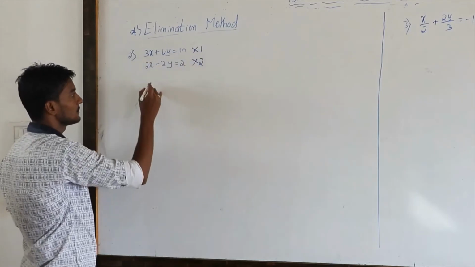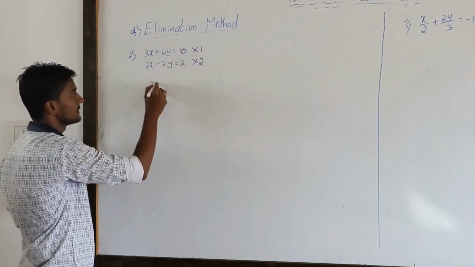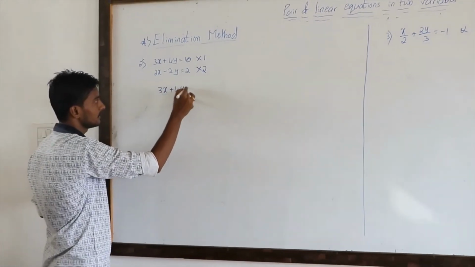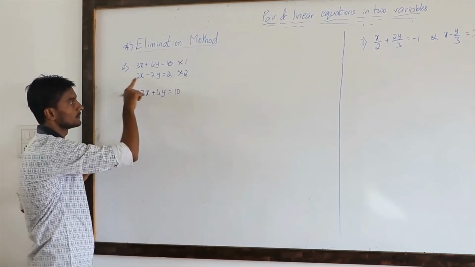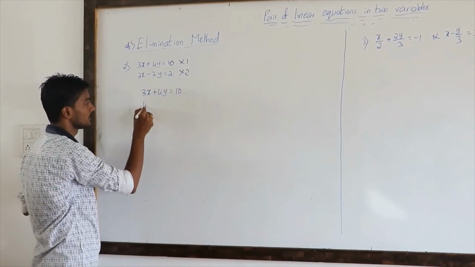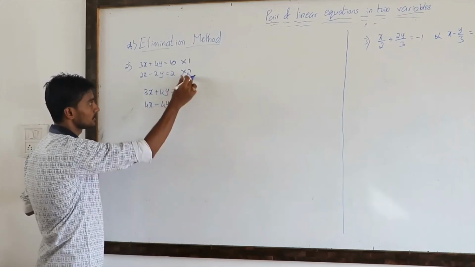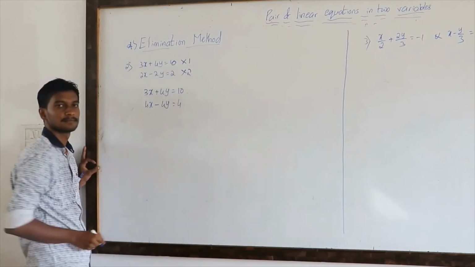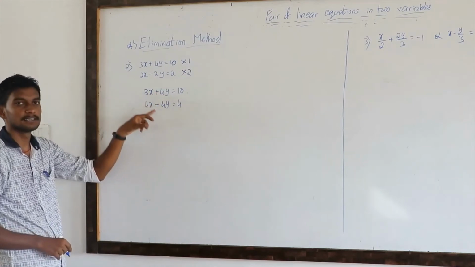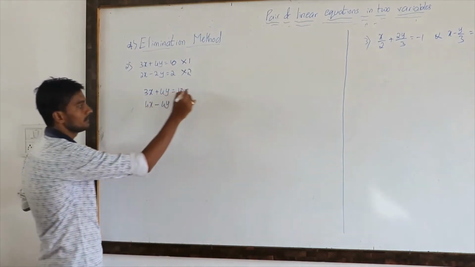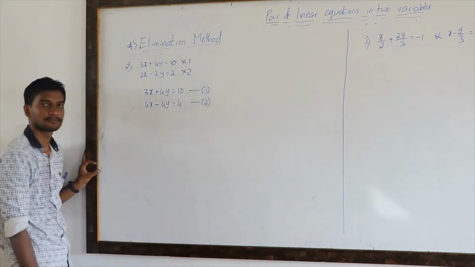So 3 into 3x plus 4y is 10, into 1, is the same equation you are getting. If you multiply 2 into 2x, it is 4x, minus 2 into 2y, it is 4y, is equal to 2 into 2, 4. See here, the y coefficients are the same. So call this equation 1, and this equation 2.